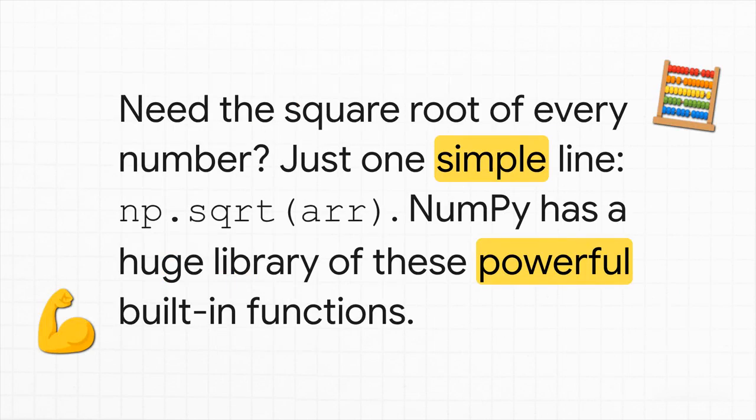And it's not just for simple stuff like addition. What if you need the square root of every number? Again, one line, np.sqrt of r. NumPy has a huge collection of these pre-built operations, which are called universal functions, or ufuncs for short. Just think of them as these highly optimized functions ready to work on your entire array at a moment's notice.